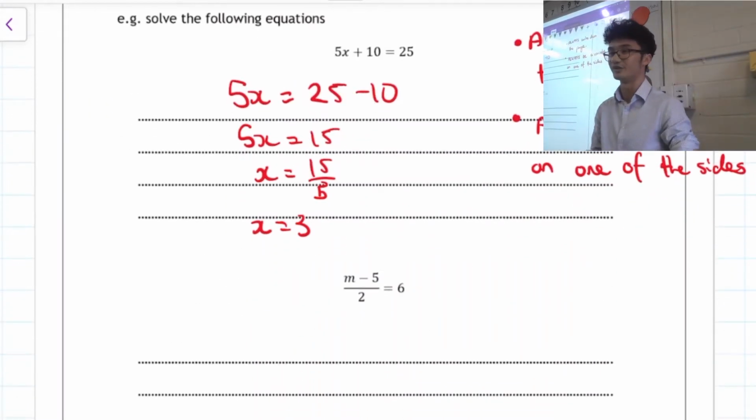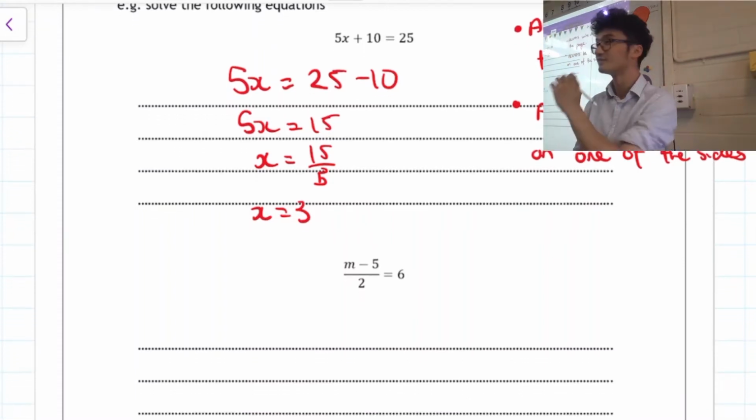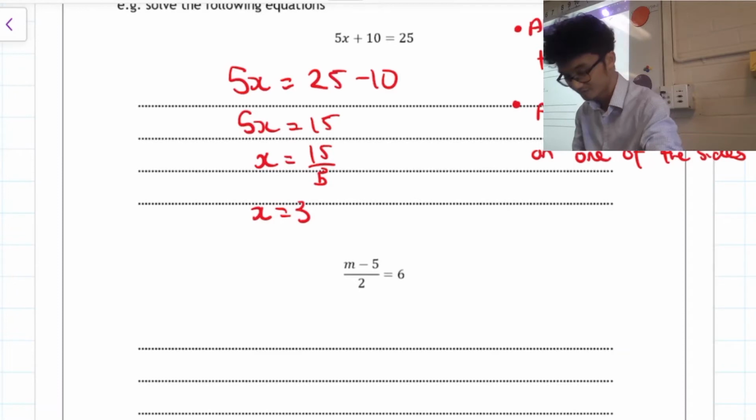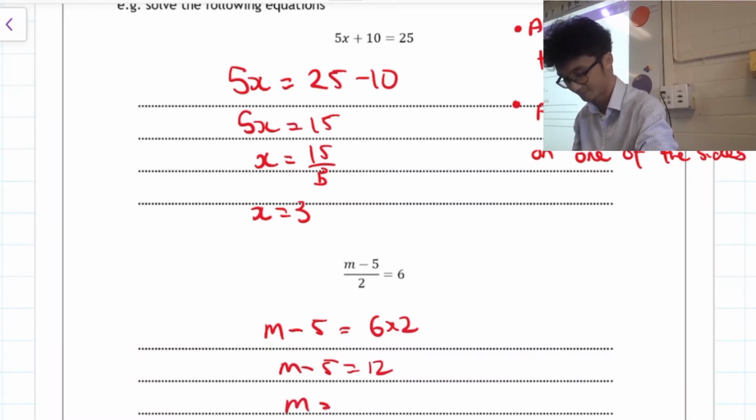Next one for me, go George. This one over here. I do times 2 on both sides. Yeah, multiply by 2 on both sides. You get m minus 5 equals 12. Perfect. Then I plus 5 on both sides. Easy. M equals 17. M equals 17, yeah.